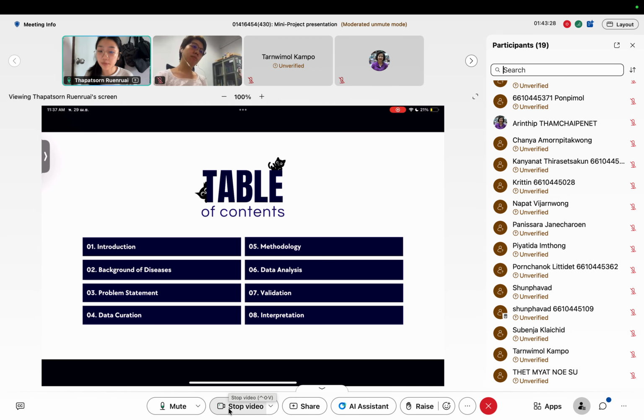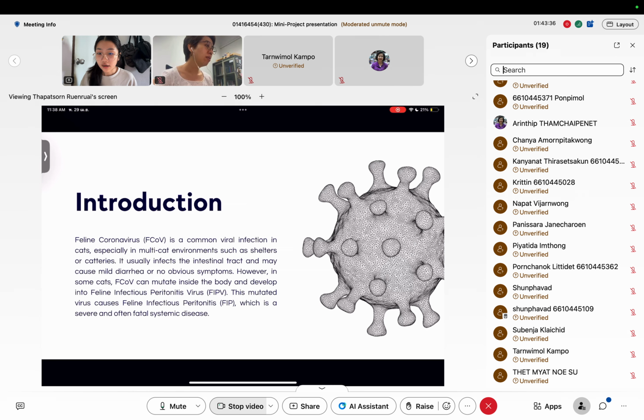This is our table of contents. Okay, this is the introduction. Feline coronavirus is a common viral infection in cats, especially in multi-cat environments, such as shelters or catteries. Typically, FCoV causes mild intestinal infections, which may result in slight diarrhea or no obvious symptoms.